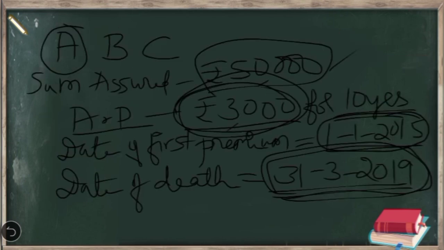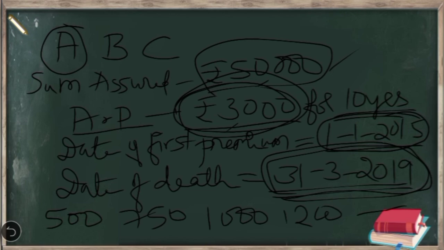Okay, along with this information, they will also give you the surrender value at the end of each year. For 2015, let's say the surrender value is rupees 500. At the end of second year, that is 2016, the surrender value is 750. Then it is 1000, 1200, etc. Okay, we are concerned about the surrender values at the initial years.